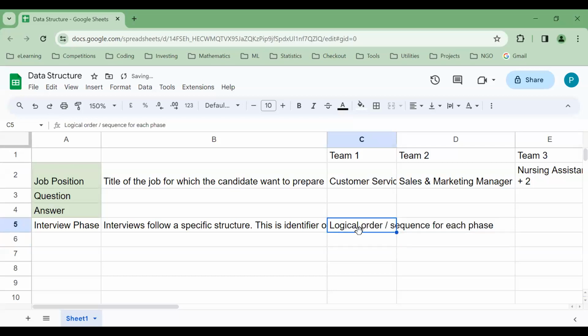So we need to store this metadata somewhere. That would not be part of the data that you collect, because that is just master information. It's not going to change for each of the questions. It's going to change based on job position. So that can be a single page document, which can tell the sequence of the different phases identified for each job position. So this is for that.